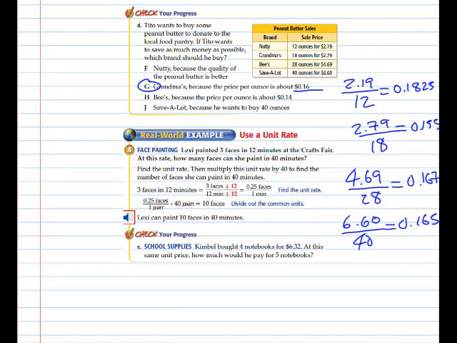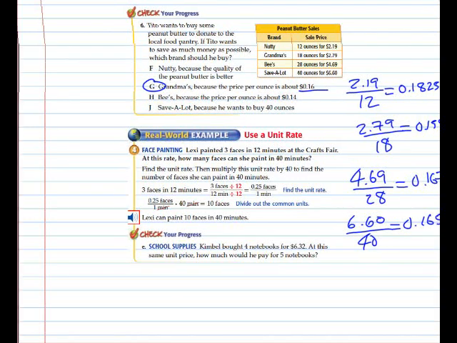Lexi paints 3 faces in 12 minutes at the crafts fair. At this rate, how many faces can she paint in 40 minutes? Find the unit rate, then multiply this rate by 40 to find the number of faces she can paint in 40 minutes. So if she paints 3 faces in 12 minutes, we divide both numerator and denominator by 12. She paints a quarter of a face in 1 minute. So we take a quarter of a face in 1 minute and multiply that times 40. That means she can paint 10 faces in 40 minutes.